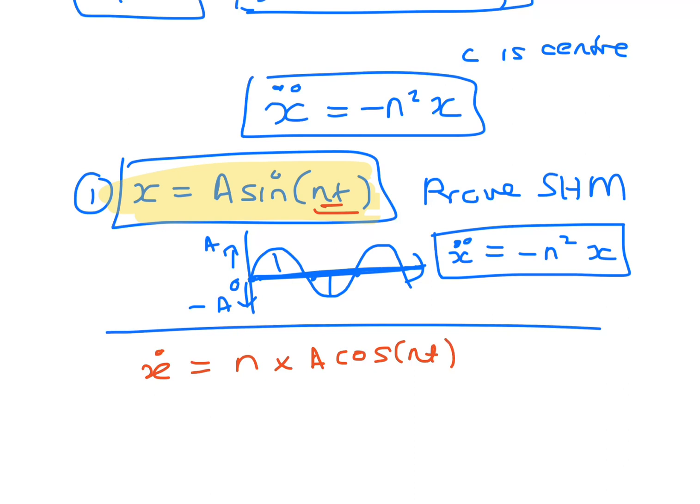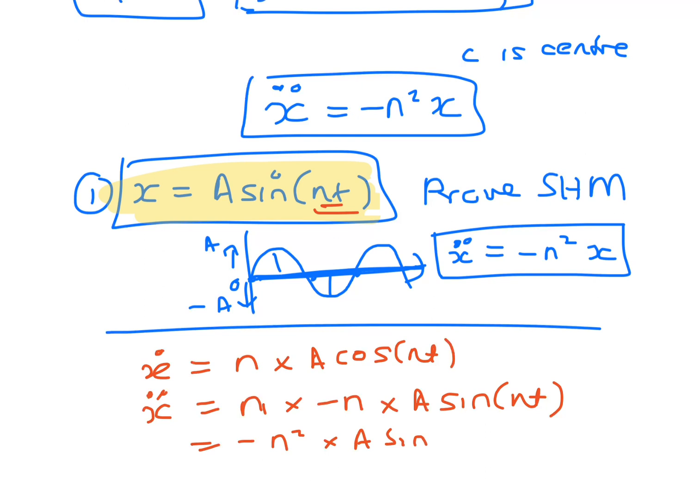Okay, and then we're going to go again. So I'm going to differentiate again. We're going to keep this n. Now cos will go to minus, so it'll be minus, and I'll take the n out, times a. It'll go to minus sine nt when you differentiate. So that's minus n squared times a sine nt. And then the a sine nt that is there is this up here, so that is just equal to x. So it's minus n squared x.